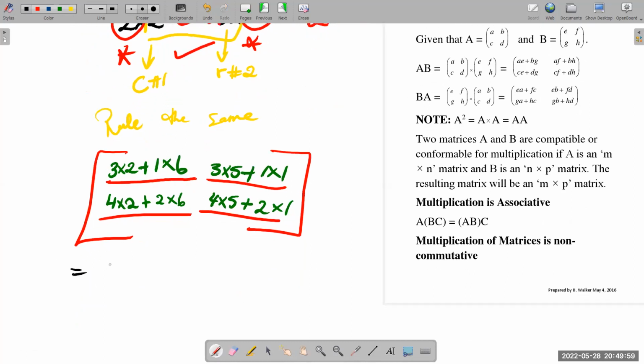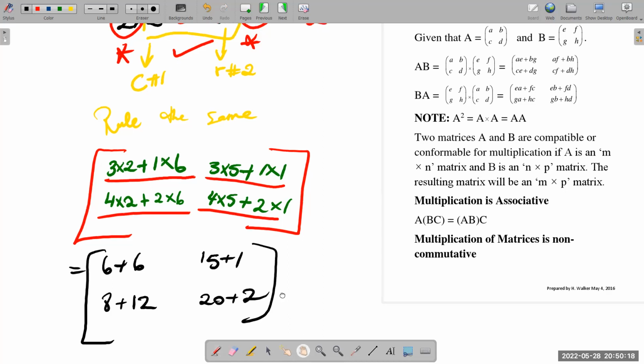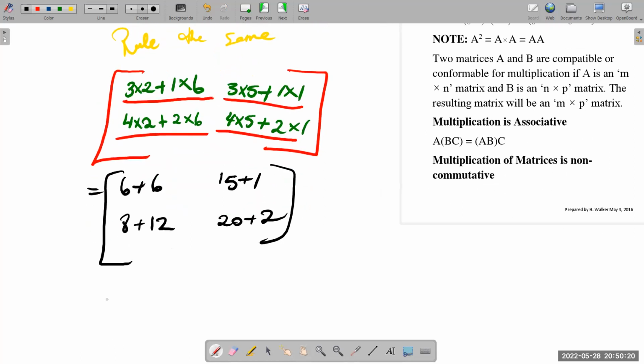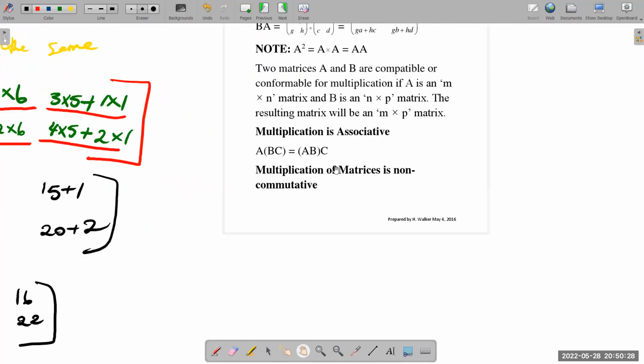So 3 times 2, 6, plus 1 times 6 is 6. Then we have 3 times 5, 15, plus 1 times 1, 1. 4 times 2, 8, plus 2 times 6, 12. 4 times 5, 20, plus 2 times 1, 2. So our final answer is 12, 16, 20, 22. All right, so we're moving right along.